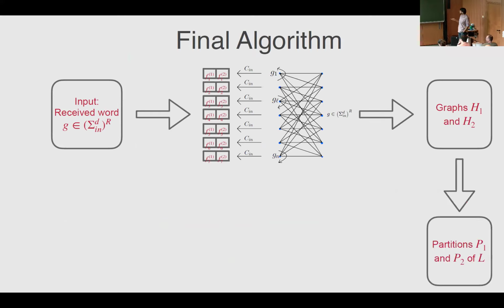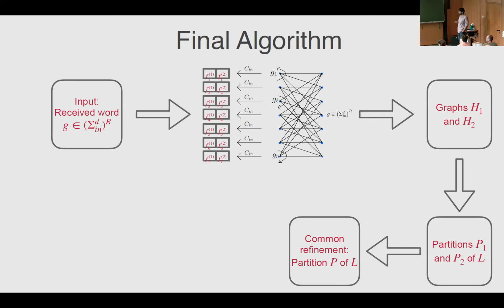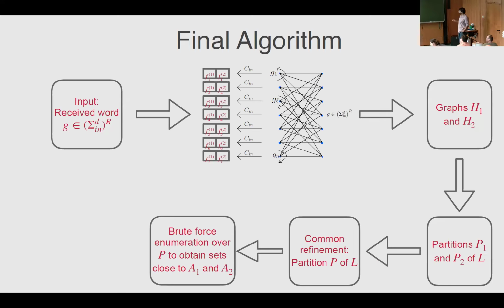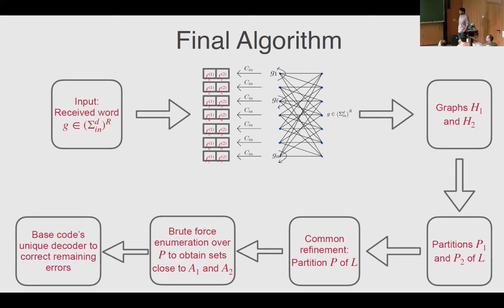Now, based on these graphs H1, H2, we find these partitions P1, P2 based on the regularity lemma. Take their common refinement. That's easy. And then just brute force enumeration over all sets in P. That's going to be constantly many parts. We try out all possible assignments of 0, 1 onto them, and we'll find something that is very close to the A1, A2 partition. The final base code's unique decoder will just correct the errors that we collect in the process.